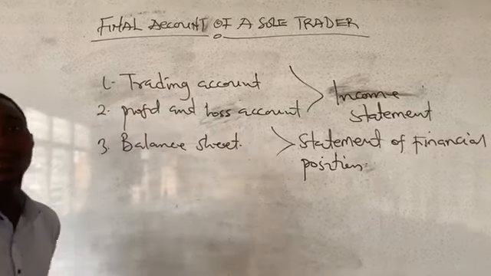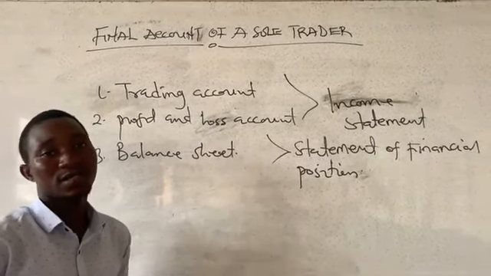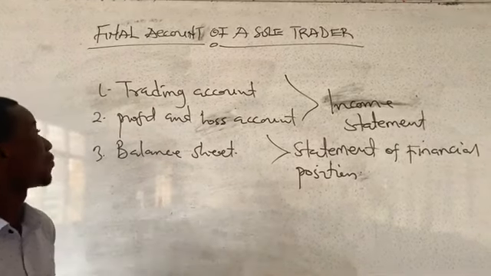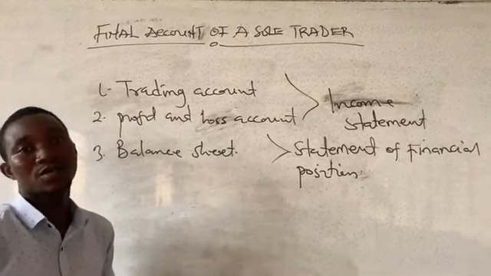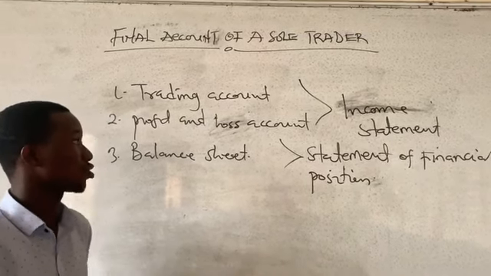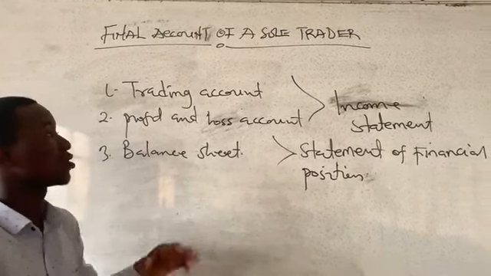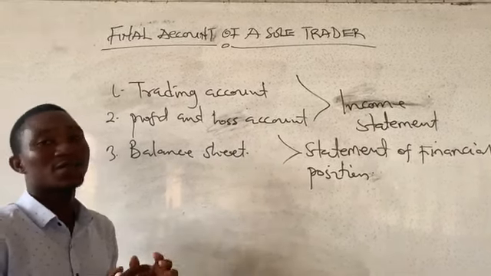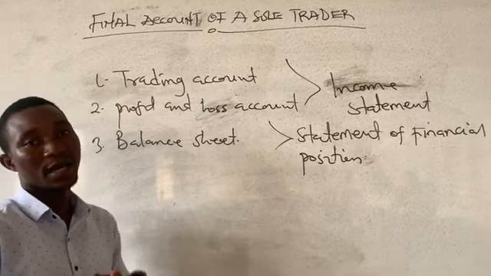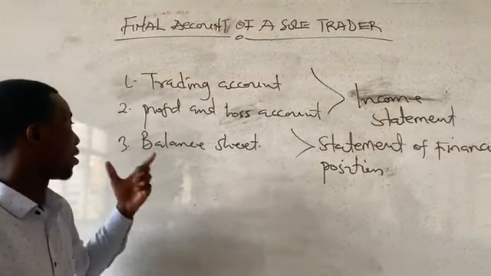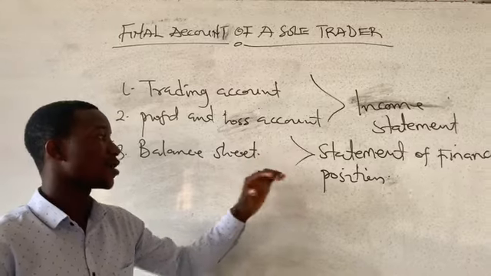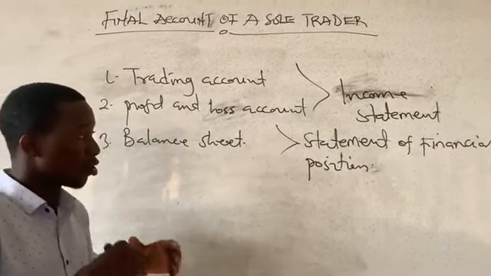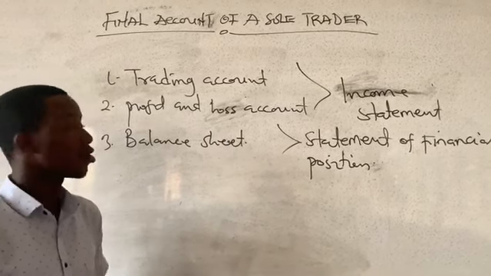The trading account, we actually prepare it in order to ascertain the gross profit or loss of a business. Is that okay? And then we also prepare the profit or loss account in order to ascertain a net profit or loss. So the combination of these two accounts will give us the income statement. Is that okay? So the income statement, generally we prepare it to ascertain a net profit or loss. And we call the balance sheet the statement of financial position just because we prepare the balance sheet in order to assess the financial position of a business.